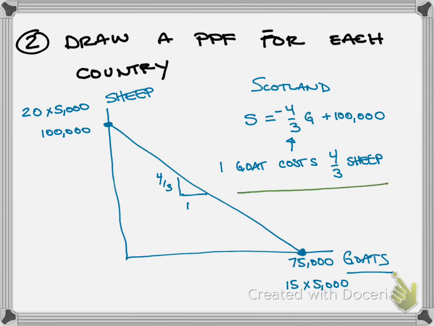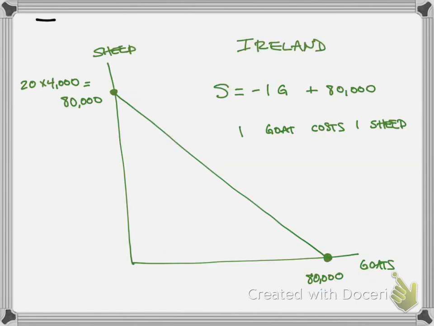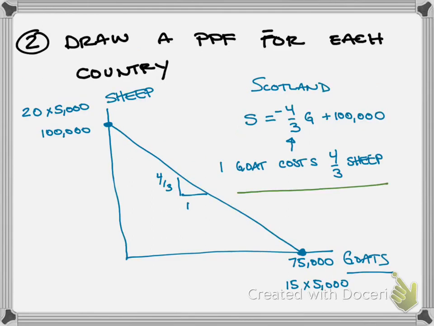For Scotland, the opportunity cost of one goat is 4/3 sheep. For Ireland, one goat is one sheep. And so we've identified the opportunity cost. And then when we ask about comparative advantage, comparative advantage tells us who can produce a good at the least cost. So in this case, we're going to ask who has the lower opportunity cost to produce a good? So in this example, Scotland, to produce one goat costs 4/3 sheep.